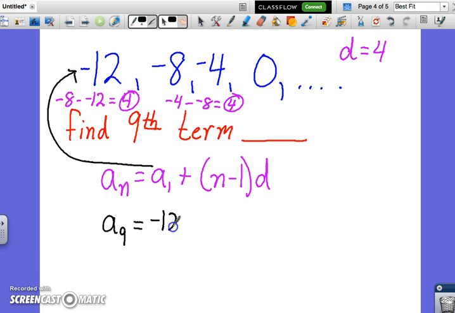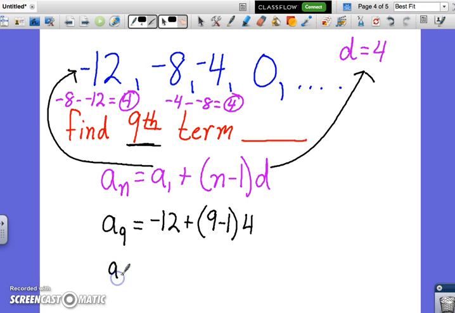So we've got negative 12 plus n, where n is the number in our series. We're trying to find the ninth one, so 9 minus 1 times our common difference. What's our common difference? We found it. It's 4.